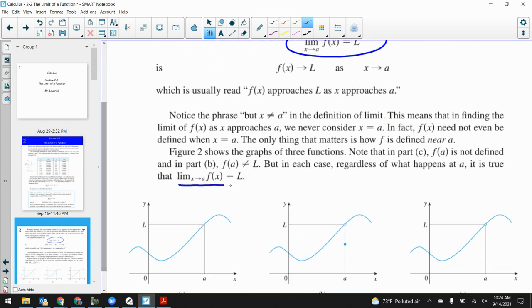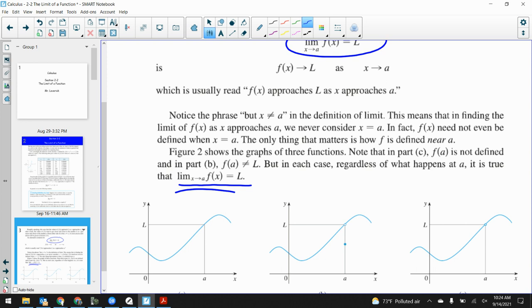I wanted to show this to you as well. This is a more inline method to use. Sometimes if you see it in books, you don't see any x approaches a underneath the limit, just so it fits within a paragraph. If you ever see it like that, that means the exact same thing as well.